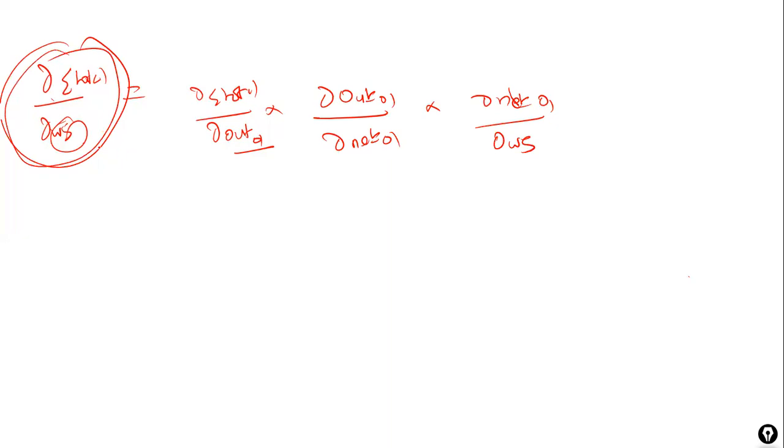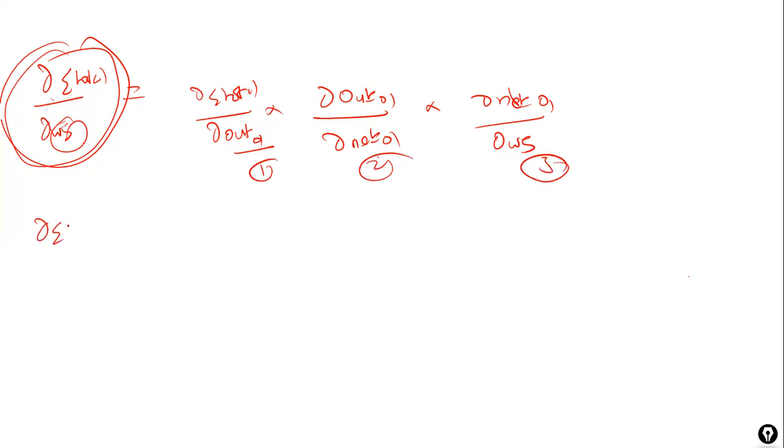So here, this single partial derivative, if you want to expand it, you need to write it like this. This error depends on out O1. For out O1, the source is net O1. For net O1, the source is W5. Right? So here there are three derivatives. We will now work on each and every derivative.